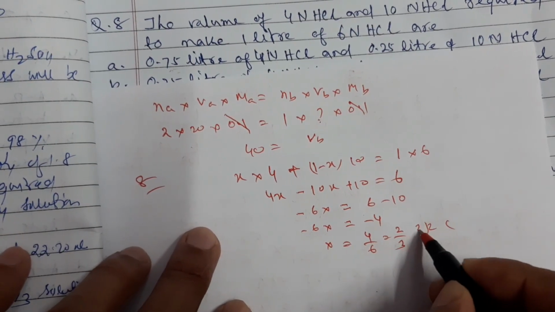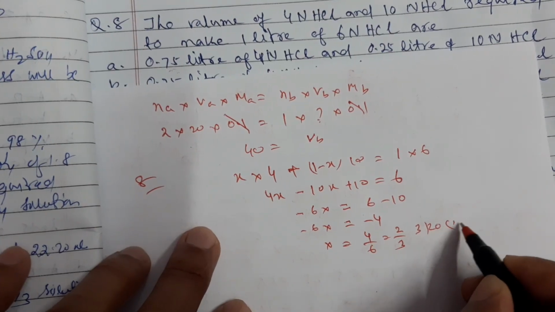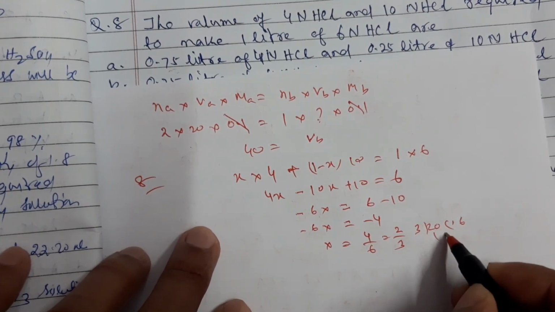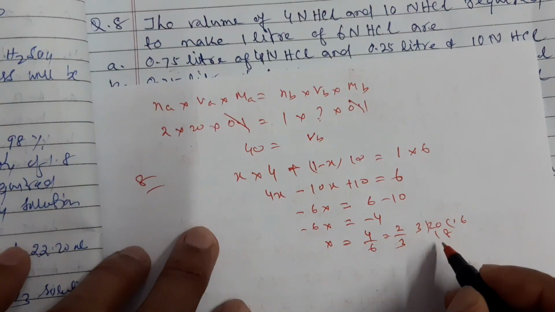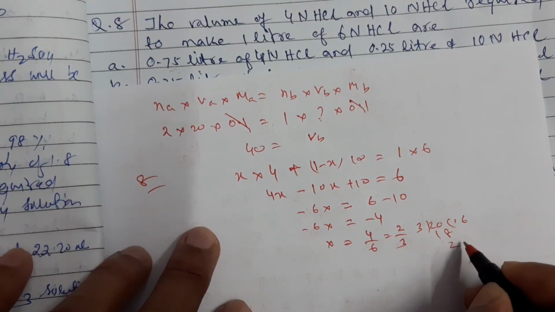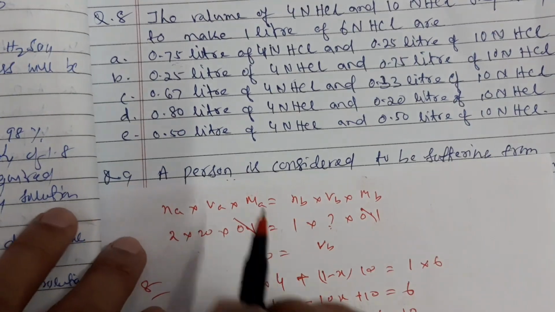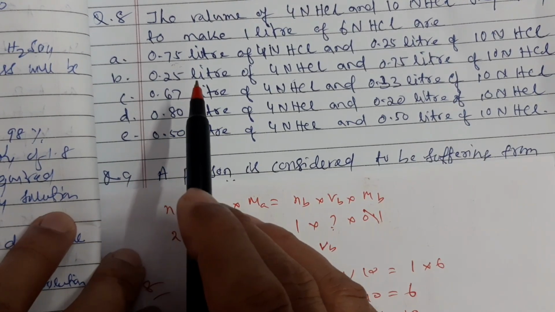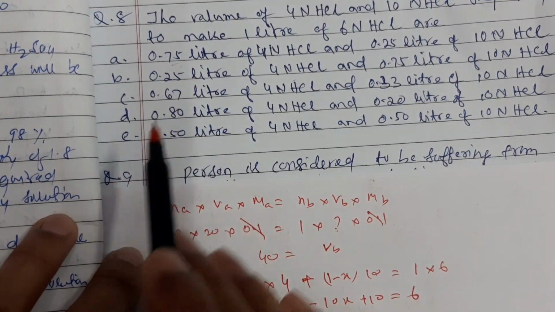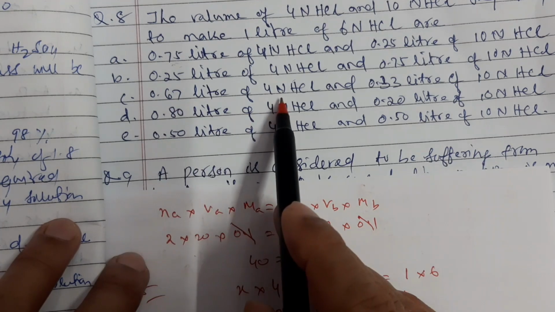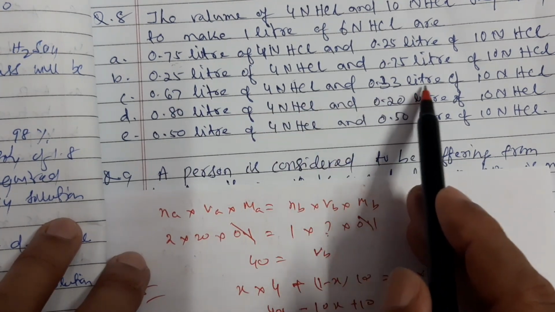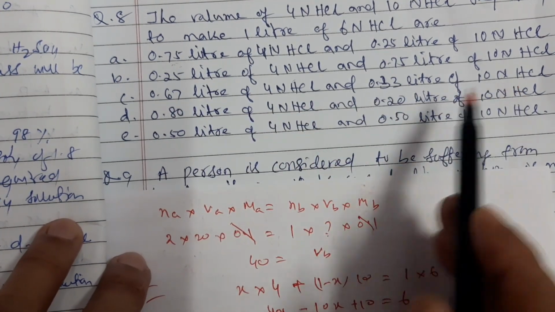2 threes are 6, 3 sixes are 18. Okay, then again 2 twos are 4, 6 sixes are 36. So you see, this is your choice. C is the correct answer. So 0.67 liter of 4N HCl and 0.33 liter of 10N HCl required.